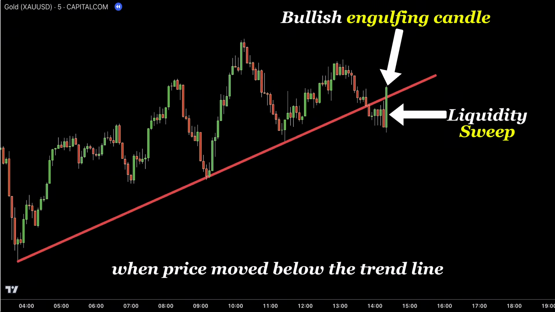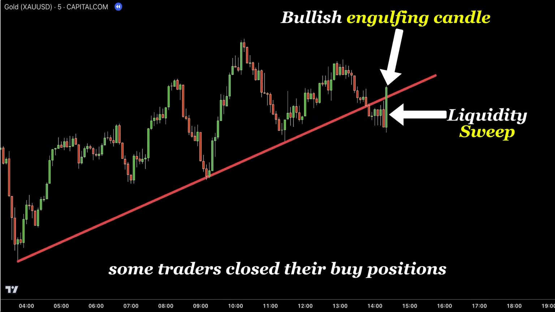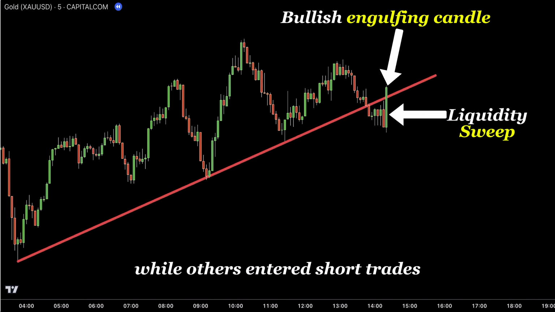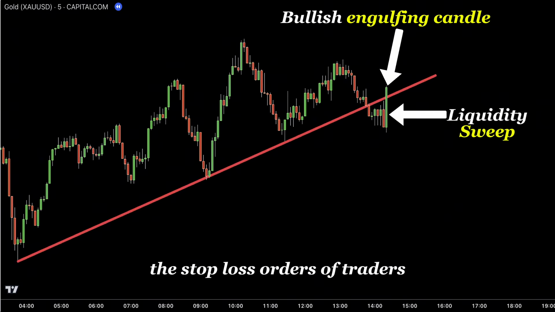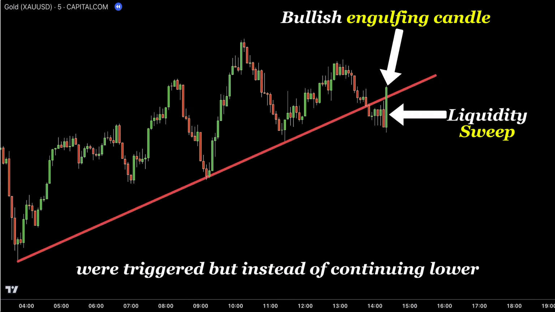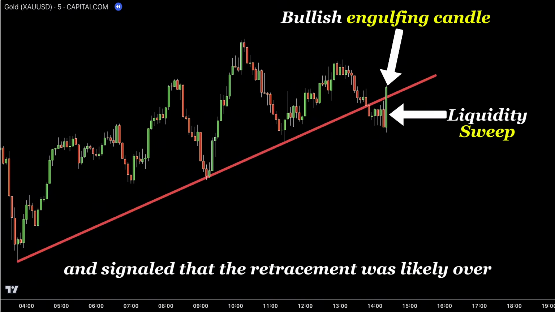When price moved below the trend line, many retail traders believed the trend line had broken. Some traders closed their buy positions, while others entered short trades expecting a bearish move. At the same time, the stop-loss orders of traders who bought near the trend line were triggered, but instead of continuing lower, the market quickly reversed. This trapped the sellers and signaled that the retracement was likely over.